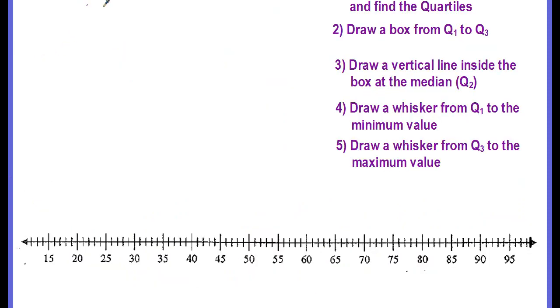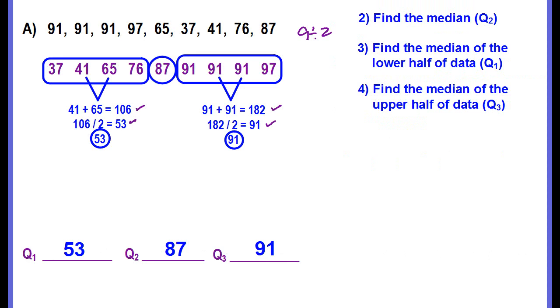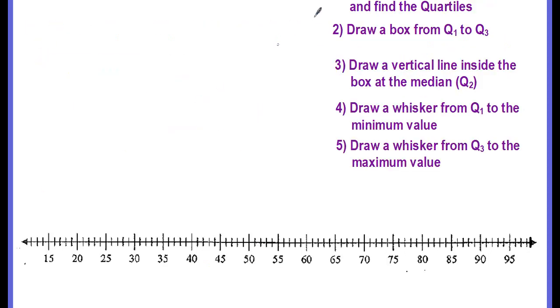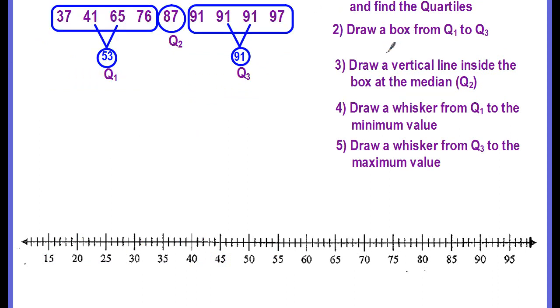Okay, we have a set of data, and this one I think we already did. Yeah, this was our example B when we were finding the quartiles. So the first thing you have to do with any set of data is to order it from least to greatest and find your quartiles, and we've already done this one.